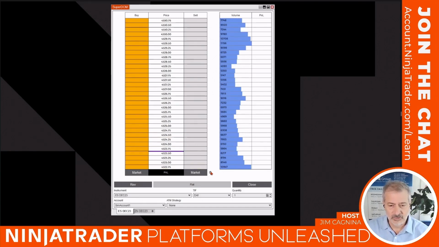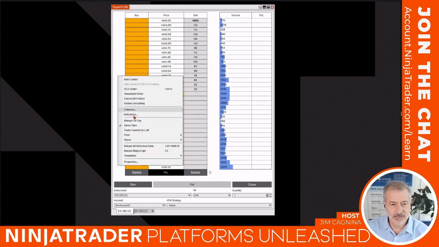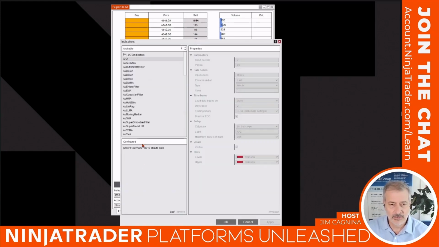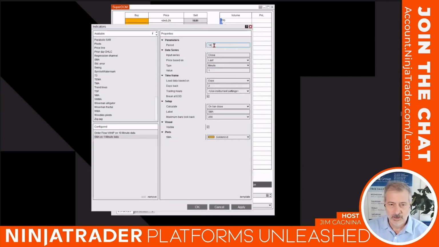So I'm going to center the action again. So let's go ahead and add one more. I'm going to right click. I'm going to go to indicators again. And let's just add a simple moving average. Double click on simple moving average. And then I'm going to go over to my properties window. I don't know if a 14 period is good, but we'll just call it, I'm thinking out loud here. We'll do a 14 period moving average.